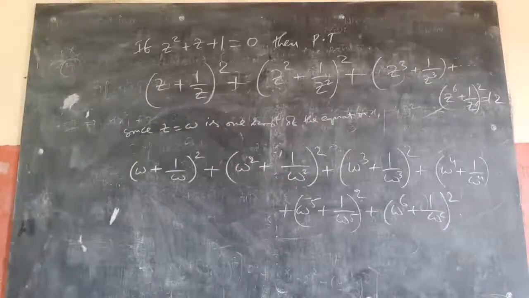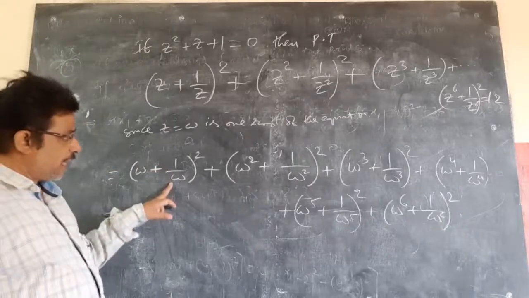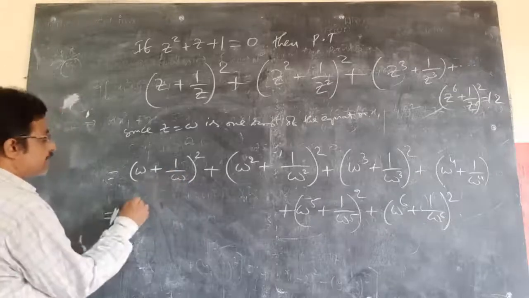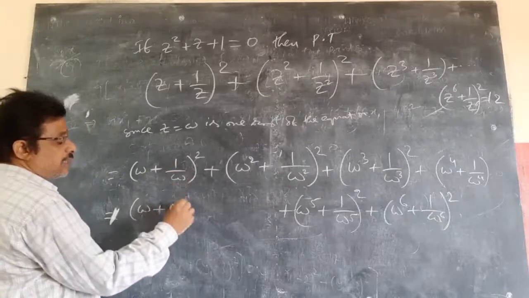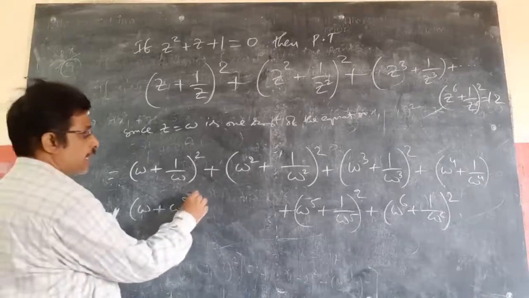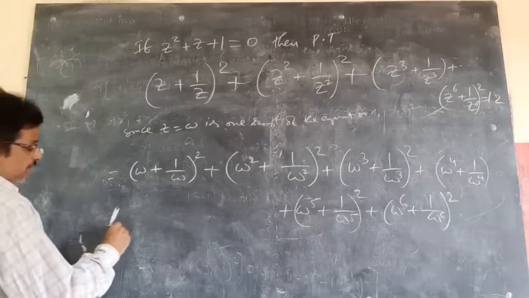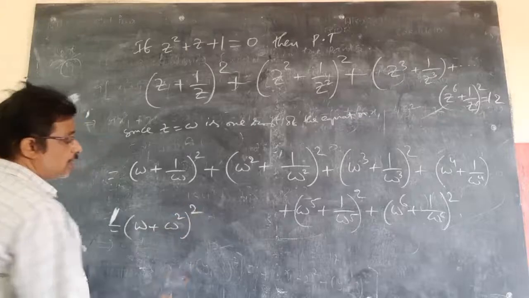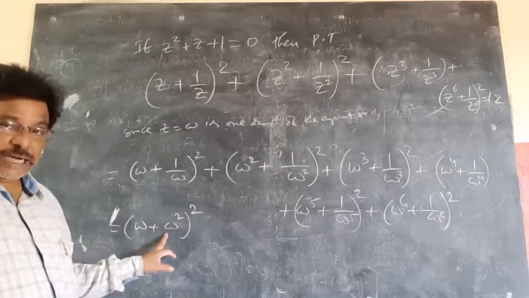Now, by simplifying this, we know that 1 by omega, if I multiply omega square in both numerator and denominator, becomes omega square by omega cube, which is 1, so it becomes omega square. So it becomes (omega plus omega square) whole square. See, 1 by omega is omega square always.